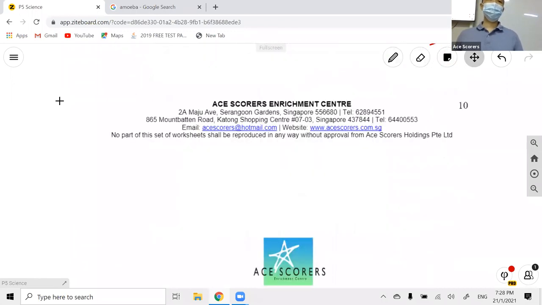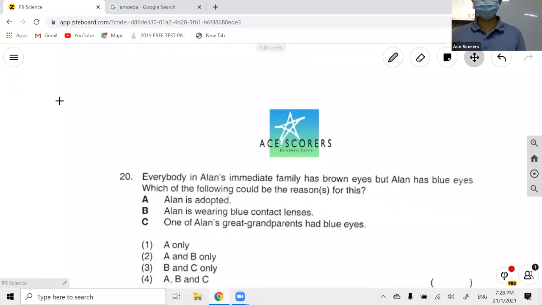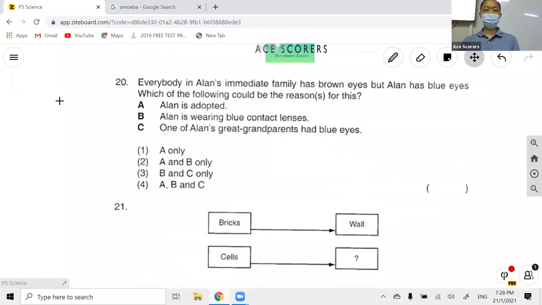Okay, next. Everybody in Alan's family has brown eyes, but Alan has blue eyes. Which of the following could be the reason? Alan is adopted. Alan is wearing blue pants. C or B?